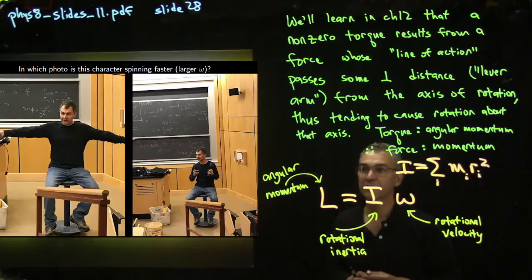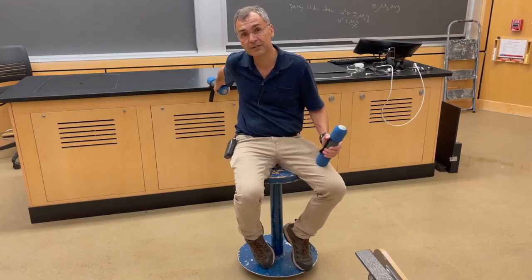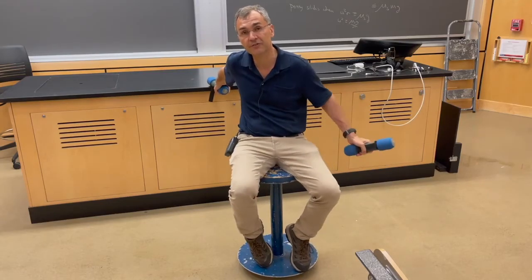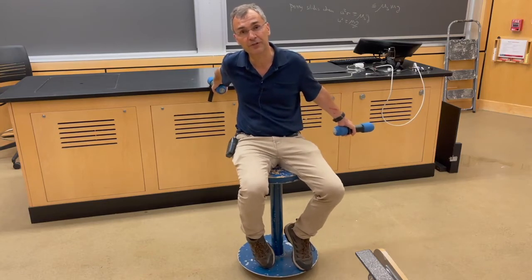Notice where my feet are in this image, so they're not touching the floor. And then notice how far my hands and the dumbbells in my hands are from the axis of rotation in the two cases. This demonstration, by the way, is known as 3 dumbbells on a stool. Can you find the 3 dumbbells? I think we should see omega increase. Let's see if that works.